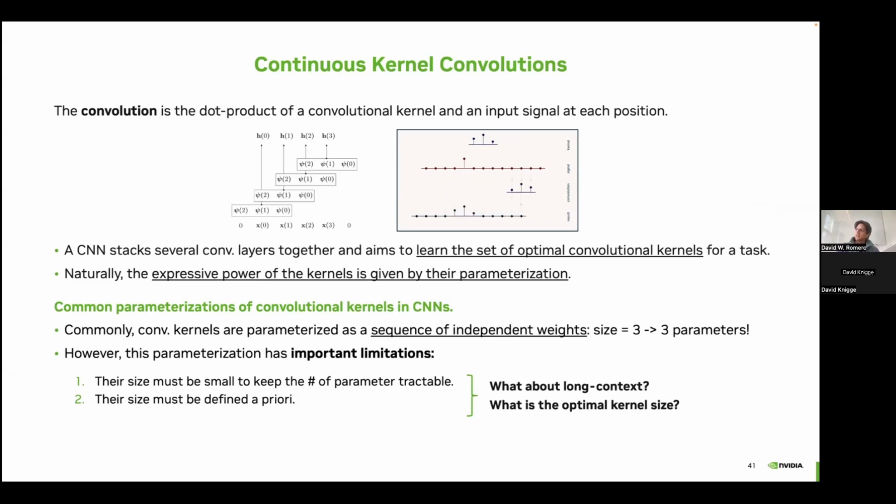And this has quite some limitations. The most important ones being, since I need to have the number of parameters of my network tractable, I can only have very small kernels. That's number one. The second one is that since you're learning these things during training, you cannot dynamically append weights to the network or to the kernel if you need them. You need to define a priori how big these kernels are going to be, right? And so that means that there are very big concerns regarding the long context abilities of the network, and also how to define these convolutional kernels.